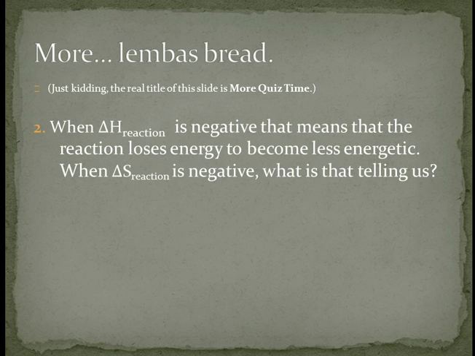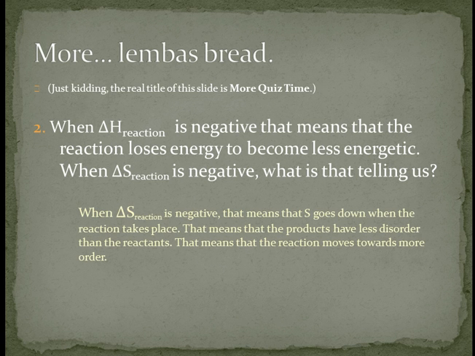That means that disorder is going down, because the change is a negative value. That is telling us that the products have less disorder than the reactants, or more order, so that the system is becoming more ordered and having less entropy.